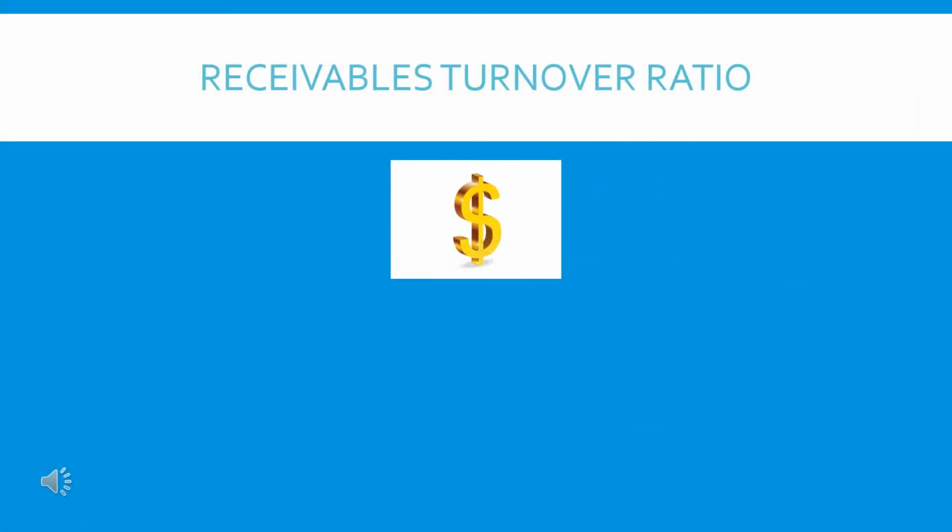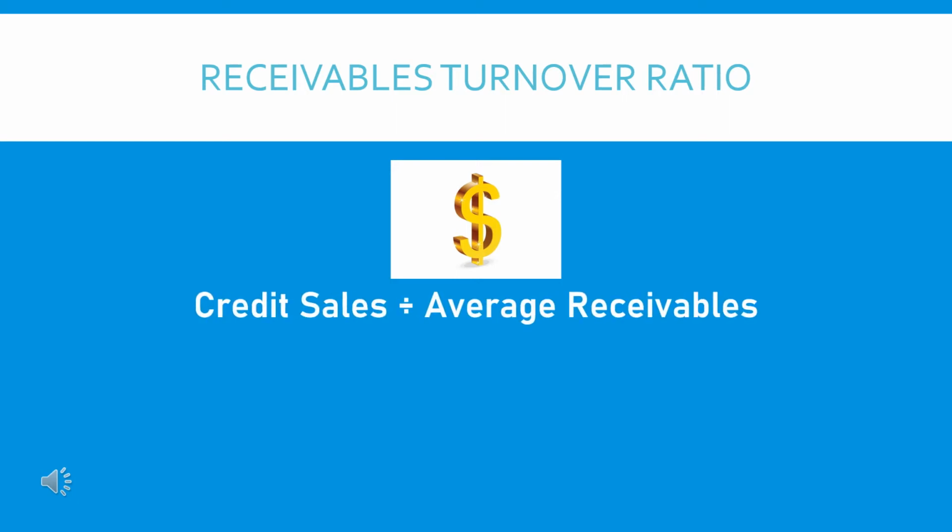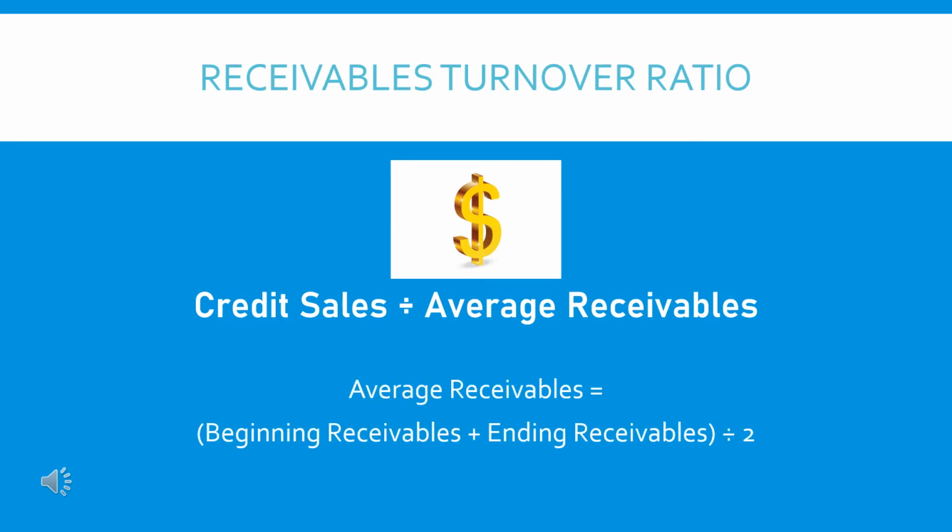The first is the receivables turnover ratio. This is used to see the amount of times a business generates and collects their accounts receivable during a financial period. It is calculated by dividing the credit sales by the average receivables for the period.